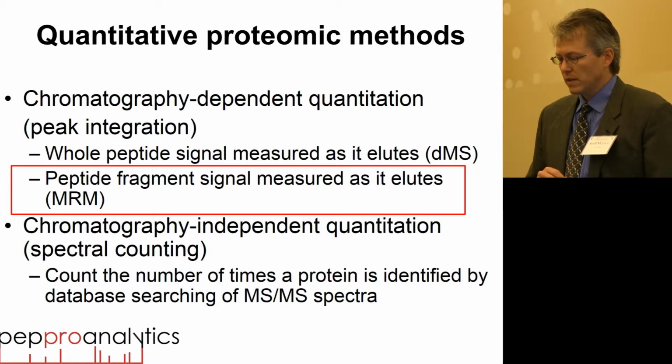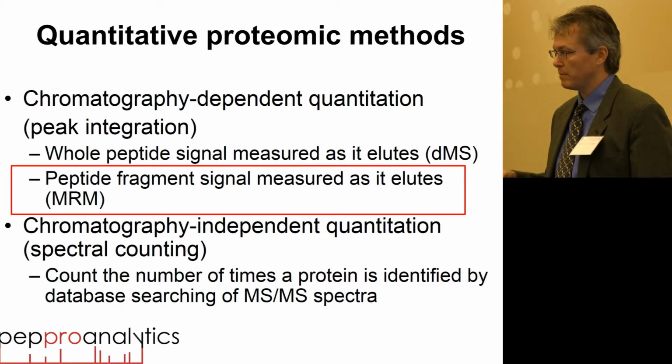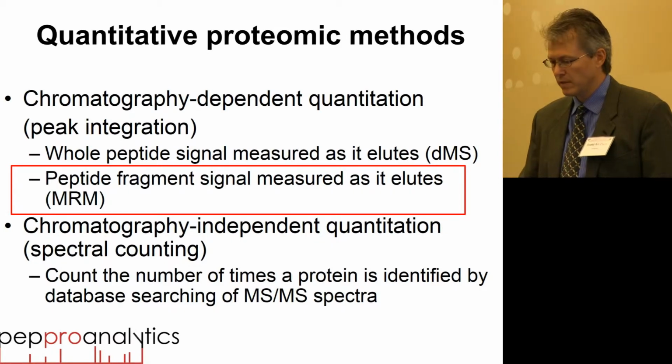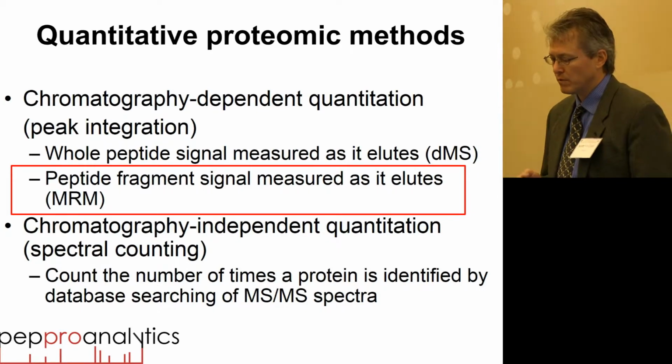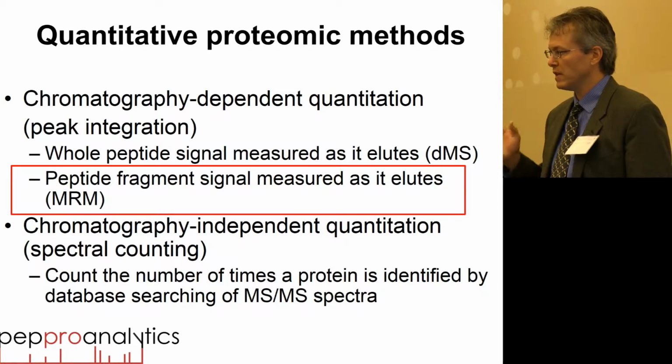And with the first technique there, where you are going to use chromatography and then the tandem mass spec, the whole peptide signal is measured as it elutes. And then you're going to fragment that peptide, and that's the feature of the tandem mass spec. With spectral counting, you're going to count the number of times a protein is identified by the database searching of the spectra that you get.